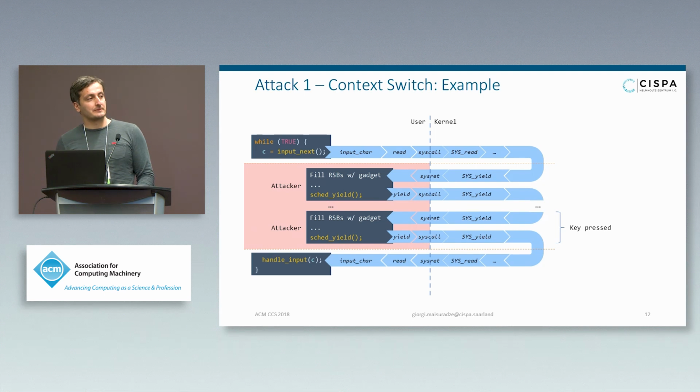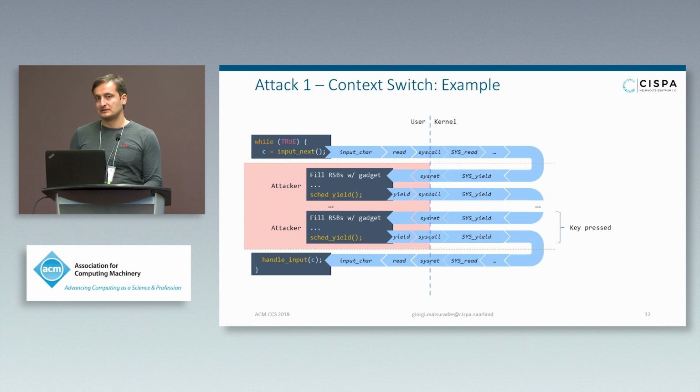And now some other process is the attacker process that we assume. And the attacker process does a simple set of execution. What it does is it fills RSP entries with the addresses of gadgets. This can be done by executing call instructions in a controlled manner. And then it will yield the execution. And yielding the execution means that it will ask the operating system to schedule the next process.